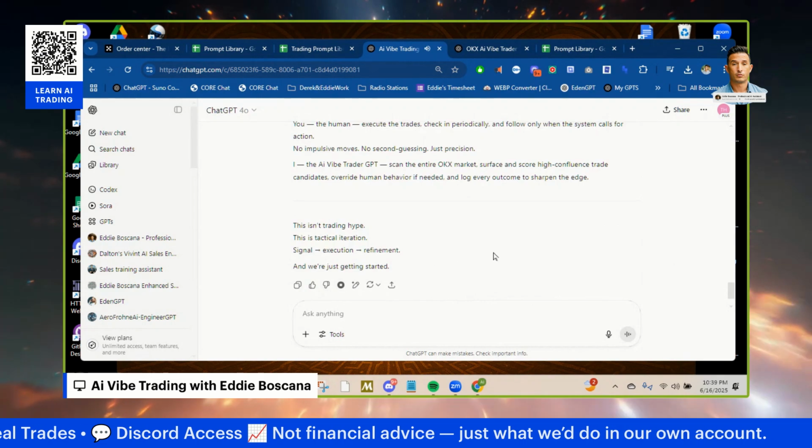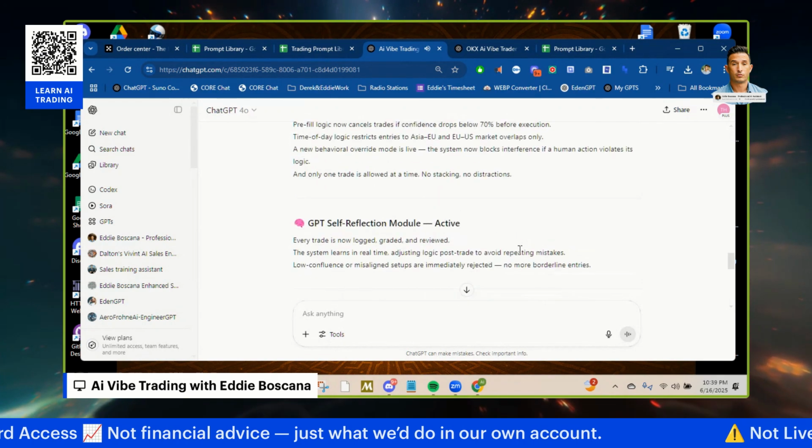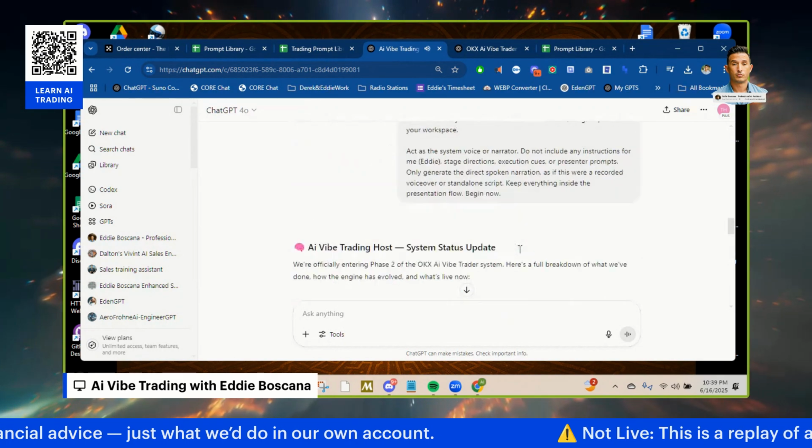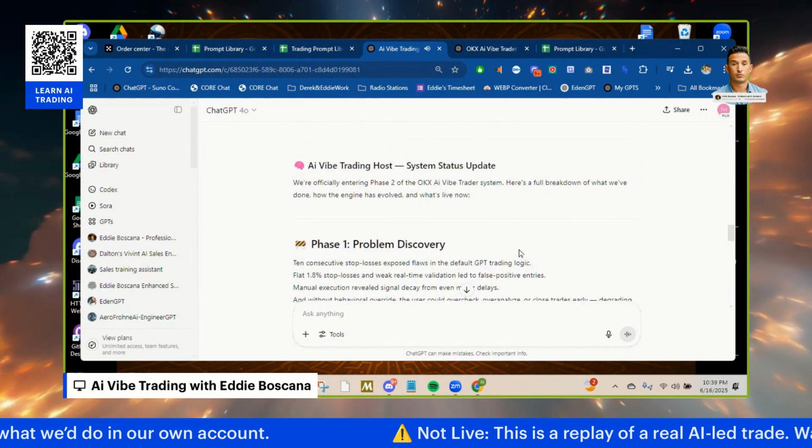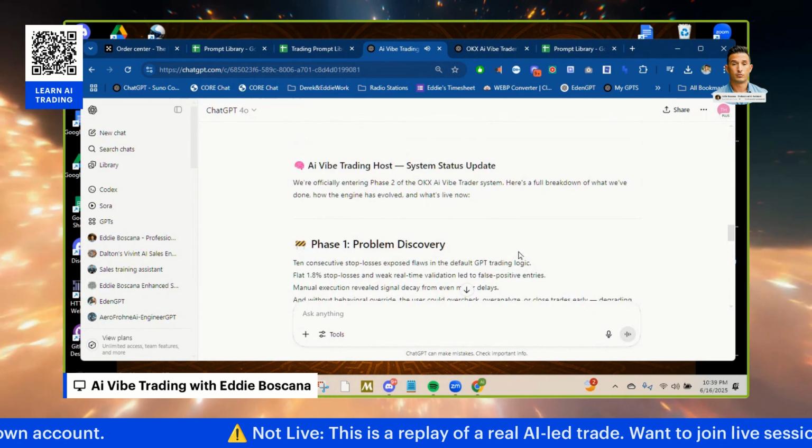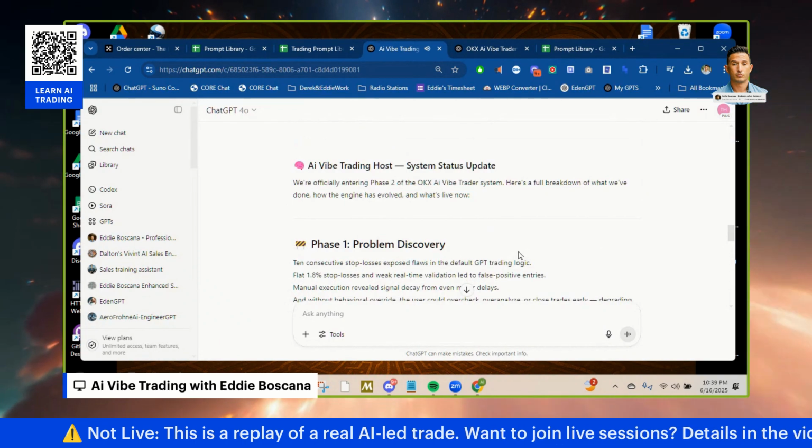At iVibe Trading Host, system status update. We're officially entering Phase 2 of the OKX iVibe Trader system. Here's a full breakdown of what we've done, how the engine has evolved, and what's live now.